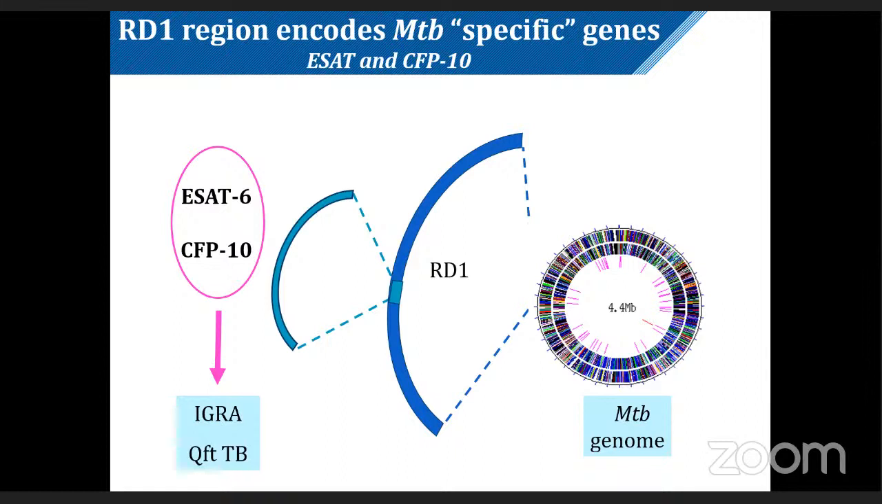And those proteins were used, or actually peptides of those proteins were used to incubate blood with, and then the interferon gamma response induced by ESAT-6 and CFP10 was measured. If that was positive, then the test meant that the person was infected with Mycobacterium tuberculosis. These tests are called the IGRAs, and IGRA stands for interferon gamma release assay. And one of the commercial versions of it is QuantiFERON TB.